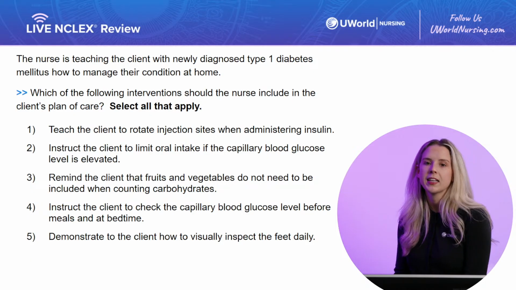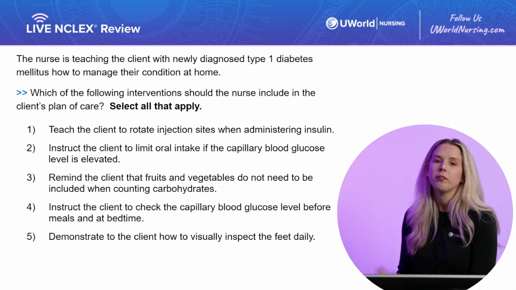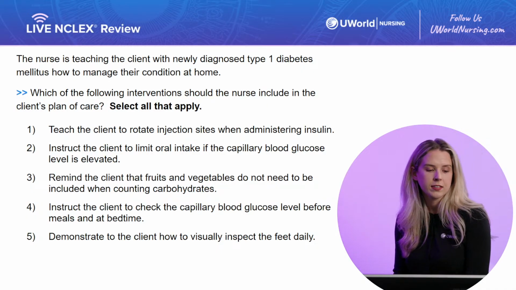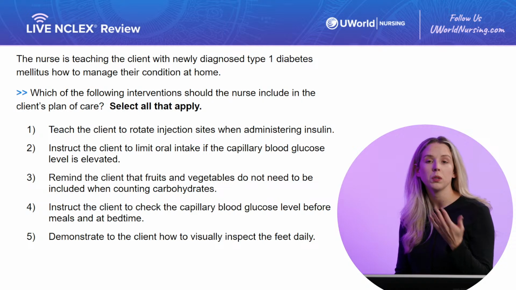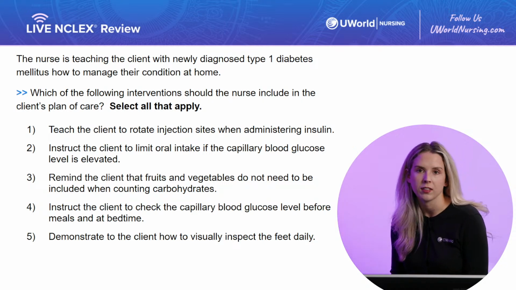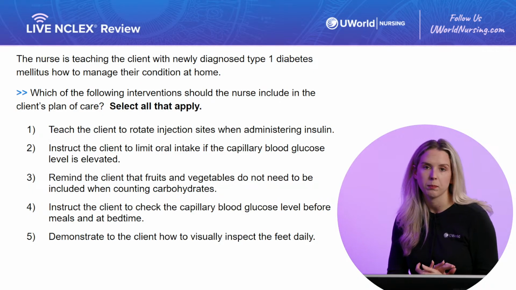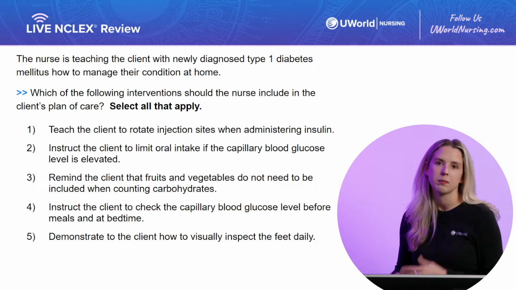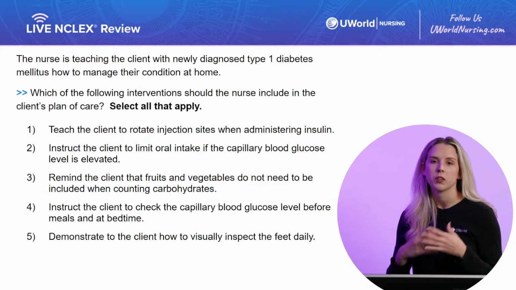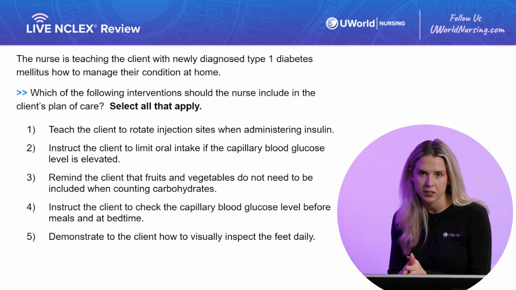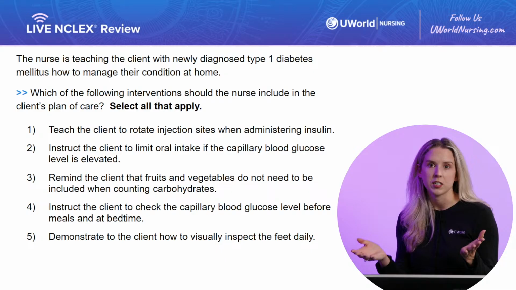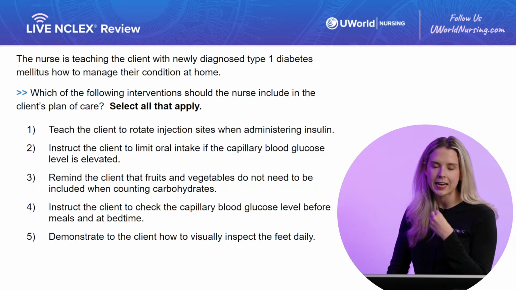Option 4, instruct the client to check capillary blood glucose before meals and at bedtime. This is describing AC and HS blood sugar checks. We would definitely want to check that before bedtime so we know we're covered throughout the night, but we also want to make sure we check it before meals. This is a really common time to give a sliding scale insulin, which of course depends on where our blood sugar stands, is how we know how much insulin to give. So we want to do those AC and HS checks.